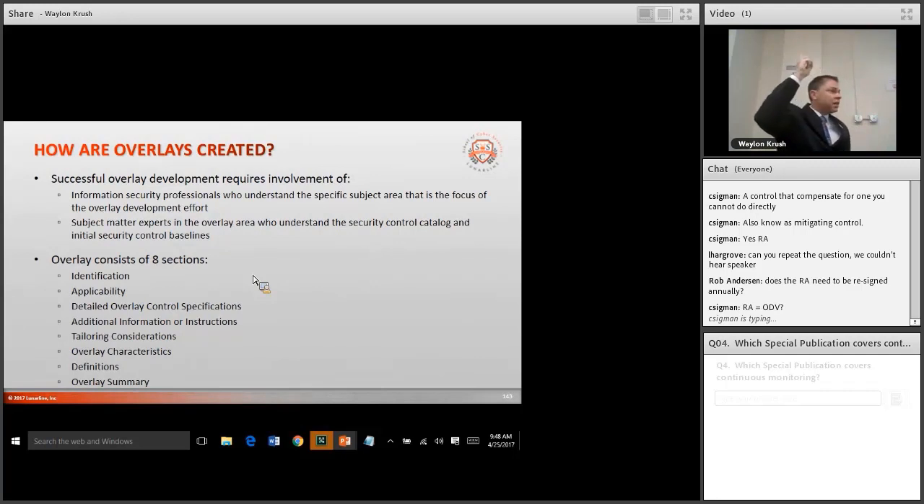NASA's come out and said those P codes will actually be encrypted. Now I have to write a control, or there might be one, and I think there might be one in Rev 5 for that. So I either take a control off the stack of 53, or I create my own, and I actually have to identify the control of why I did it, the applicability. So, detailed overlay control specifications.